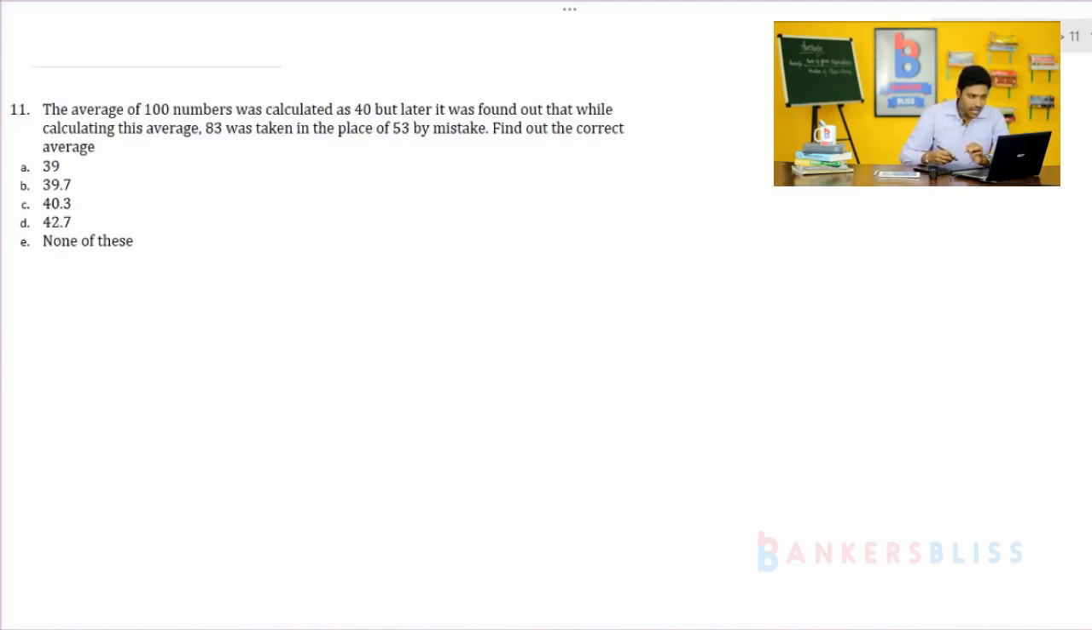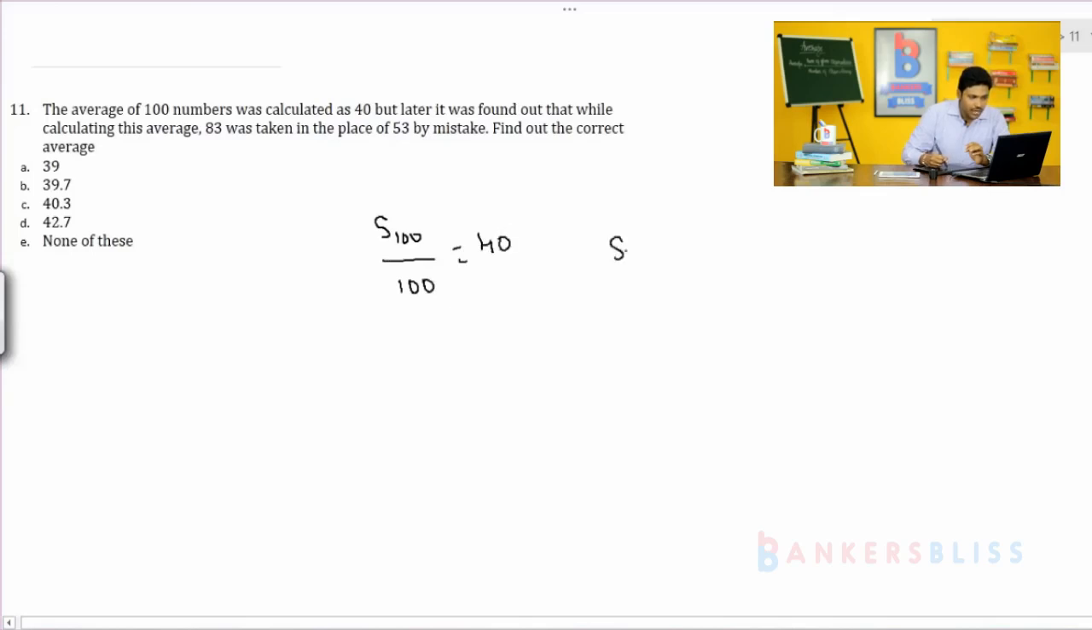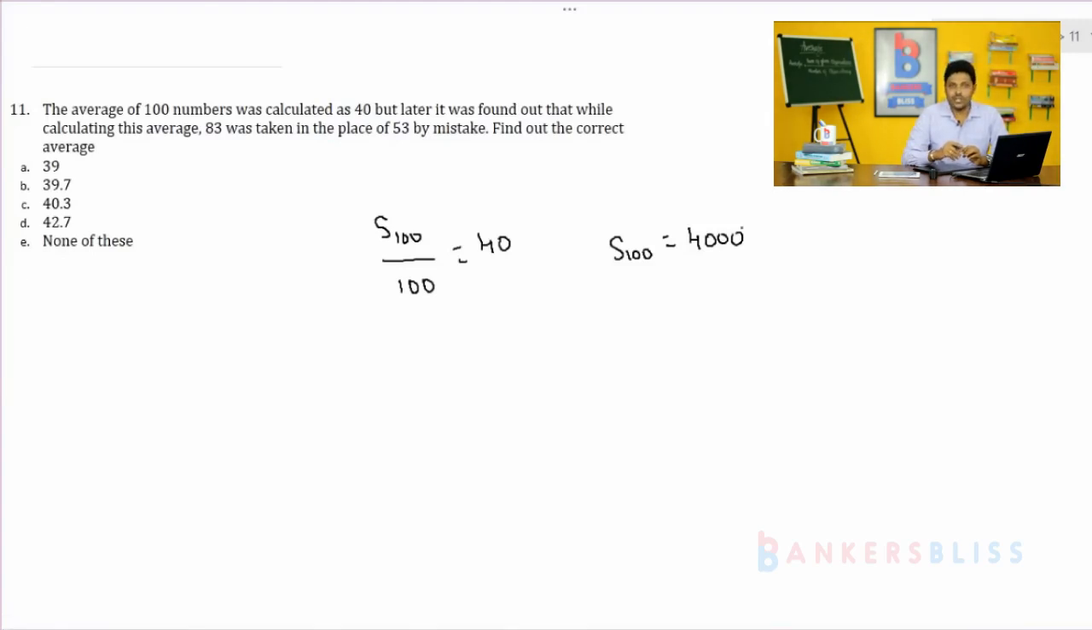So 100 numbers, 40 is the average. So sum of 100 numbers by 100 is equal to 40. So sum of 100 numbers is equal to 4000. In this 100, 83 is also included. I have to subtract 83 because mistakenly they have considered 83. So in the place of 83 we have to take 53. So subtract 83 and replace 53.